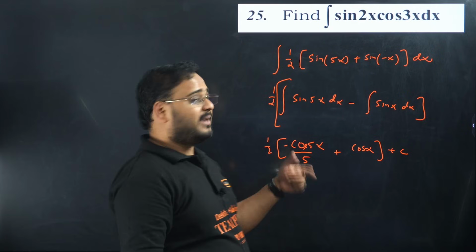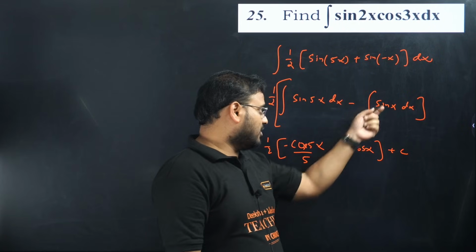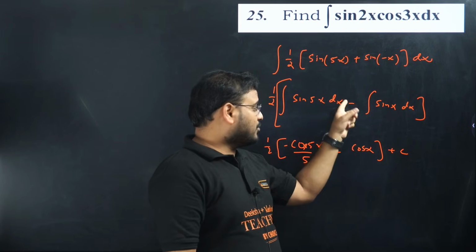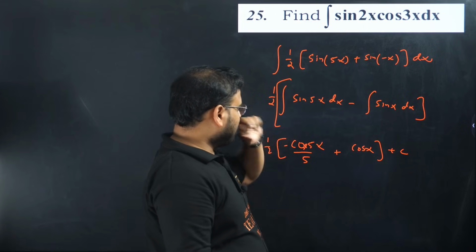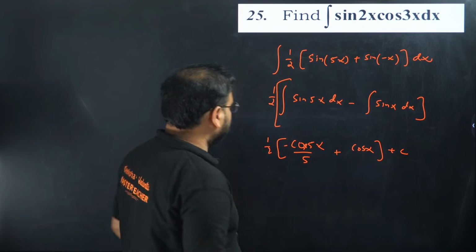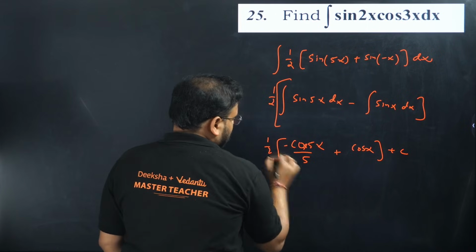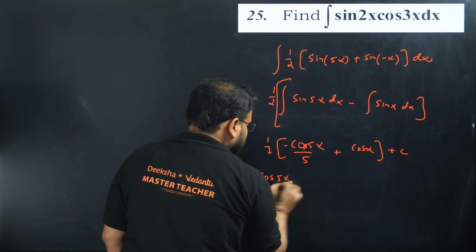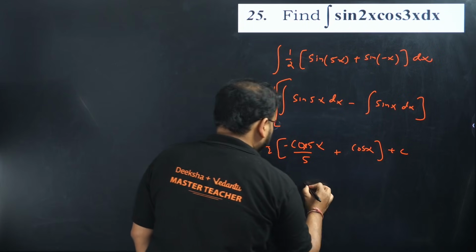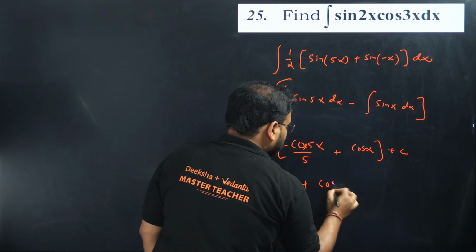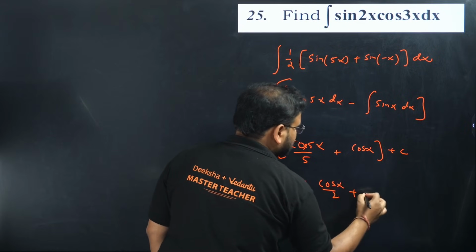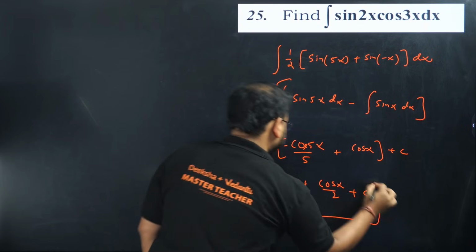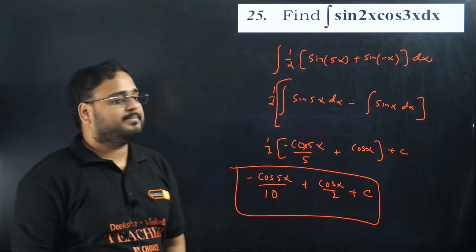Sin x integration is minus cos, no? So minus sign will become minus cos into minus sign will become plus cos, and we have over here minus cos 5x by 5. This answer is nothing but opening with a minus 1 by 2, you'll get minus cos 5x by 10 and plus cos x by 2 plus the constant c. 2 marker.